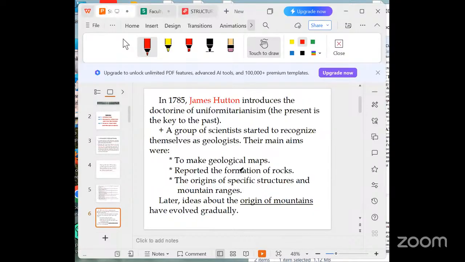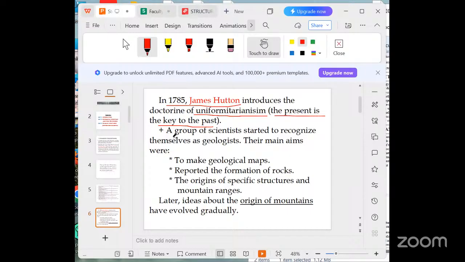Now in 1785, the scientist James Hutton introduced the doctrine of uniformitarianism. This is very important. What is the meaning? The present is the key to the past. Sorry, past means back, not future. So the present is the key to the past, right?